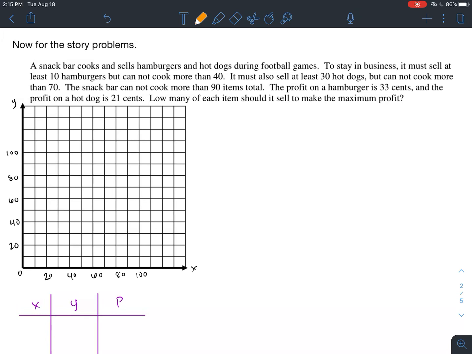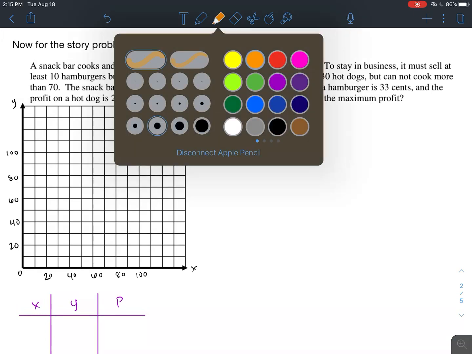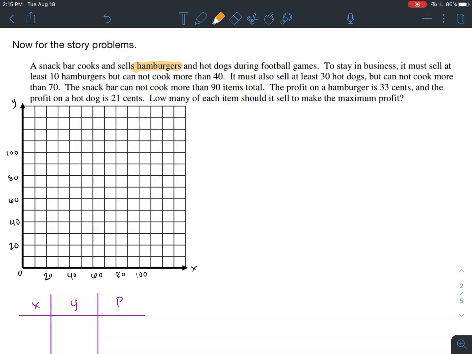Okay, so I noticed a couple variables in there. Just in the first sentence it says a snack bar sells hamburgers and hot dogs. And then it continues to list how many hot dogs it needs, how many hamburgers it needs, and how much they cost. So I'm going to go ahead and highlight my hamburgers in orange. So there's hamburgers. I'm going to say that's my X value.